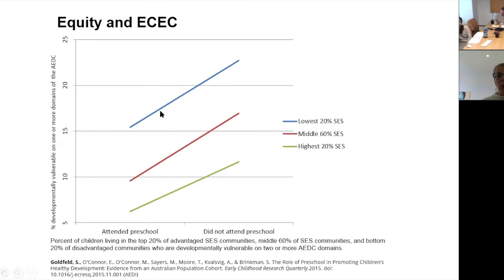This is looking at low SES, middle and high SES. Not surprisingly, the higher SES children have lower forms of developmental vulnerability. And those who attended preschool did better than those who did not. That's good for everybody, low SES, high SES, but no convergence. We've looked at interactions and all the rest of it, no convergence. In other words, just attending preschool did not close the equity gap.